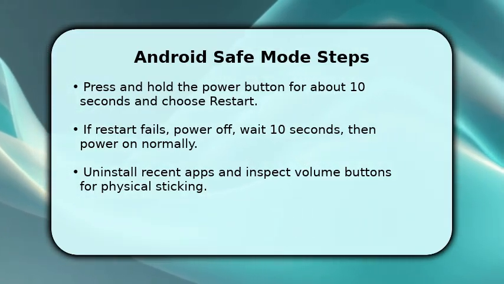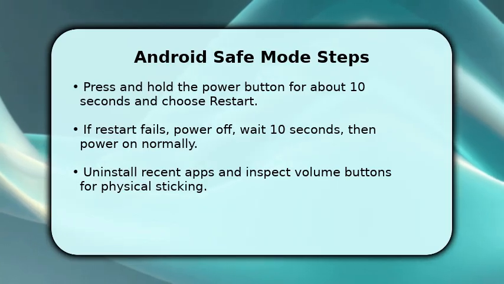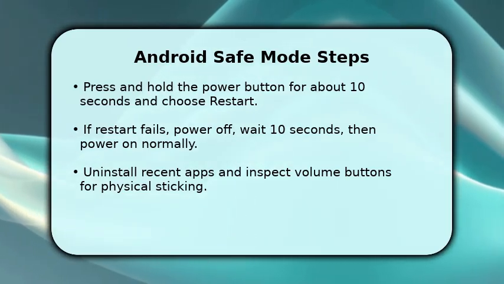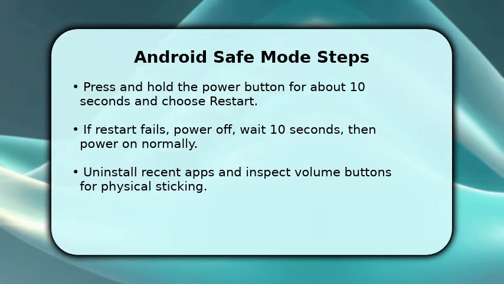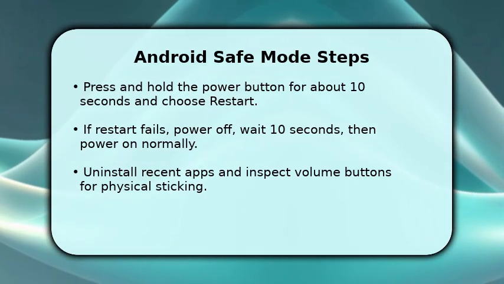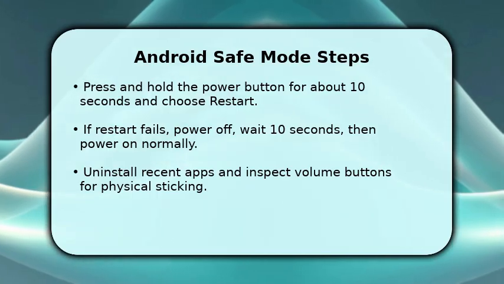If the phone still boots to safe mode, uninstall any apps installed in the last 24 to 48 hours. Also inspect volume and power buttons for dirt or physical sticking that can force safe mode during boot.